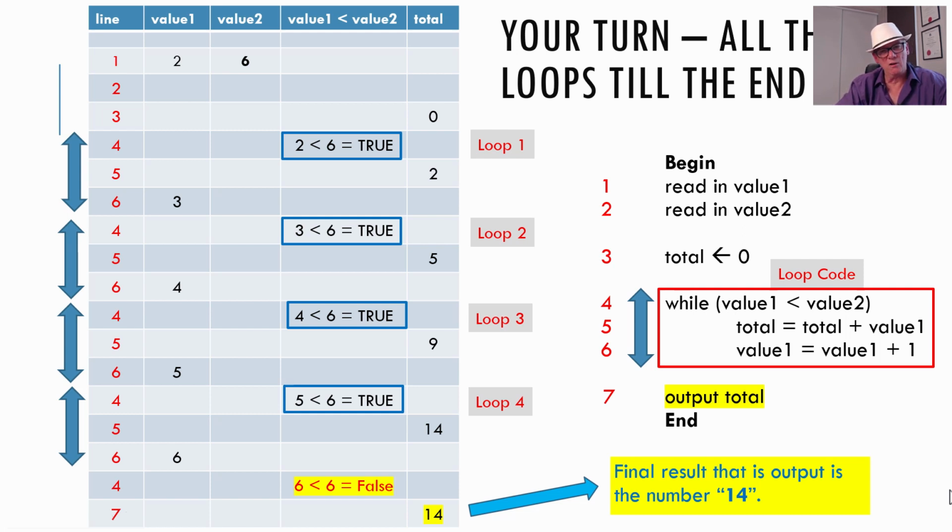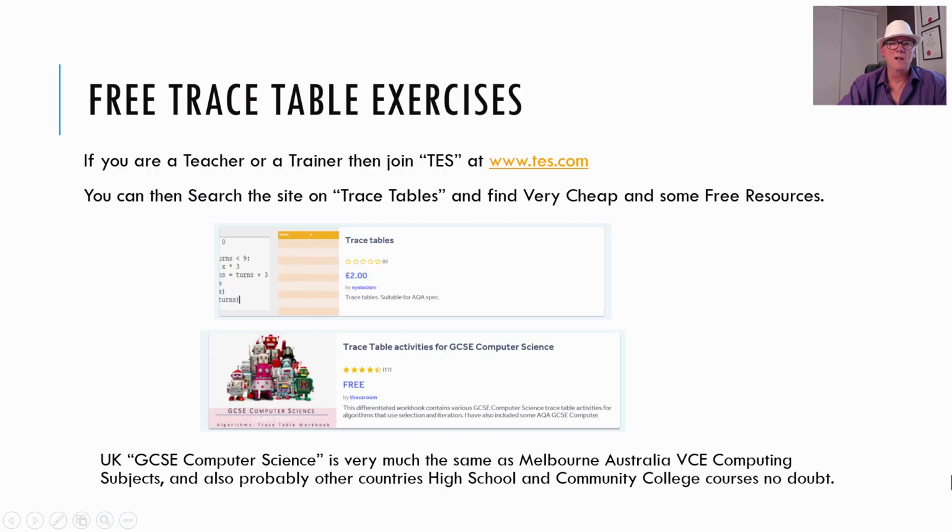So loop ones are a little bit longer. This one did 4 loops. And you'll see that 4, 5, 6 is repeated 4 times. So it was a 4 looper caused simply by the initial values we started with. It took 4 lots of loops until this 2 was no longer smaller than the 6.